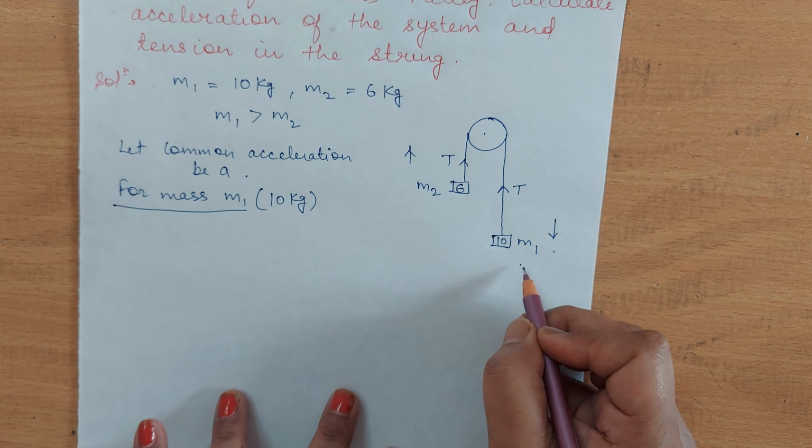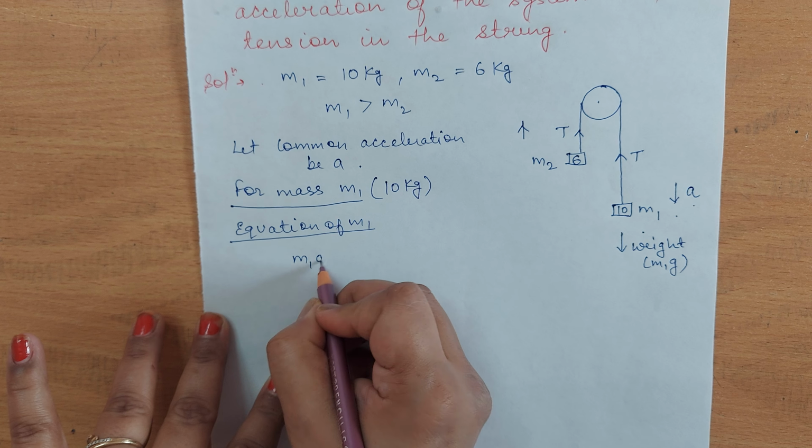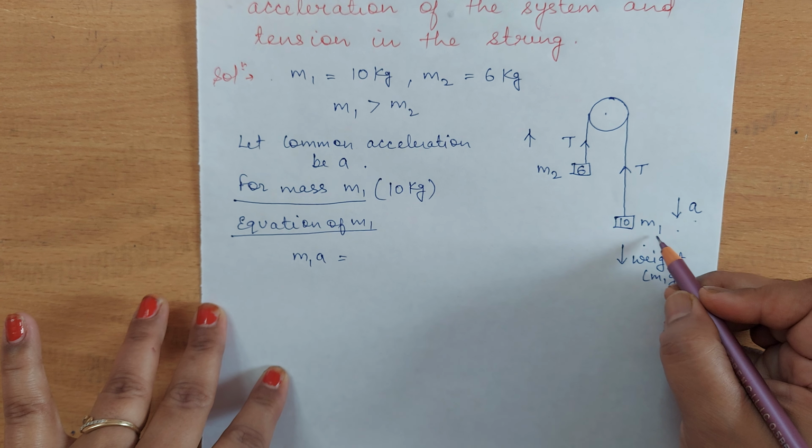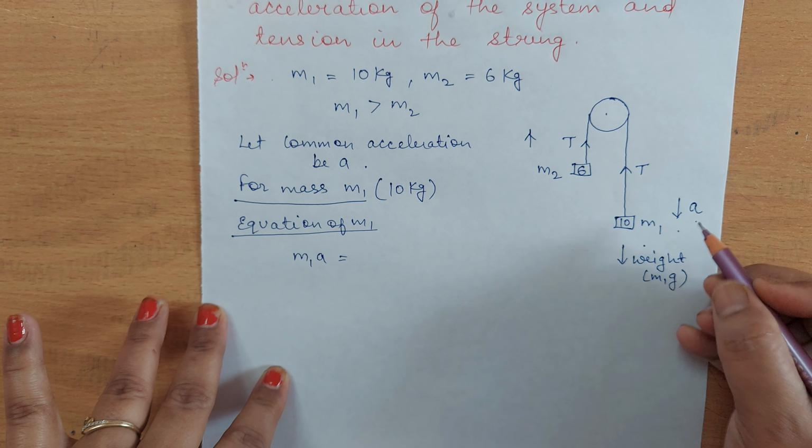So if we write the equation of motion for mass m1, it will be m1a, which is the net downward force for mass m1, equal to weight m1g, which is in the downward direction, minus tension T, which is in the upward direction. So this is the first equation.